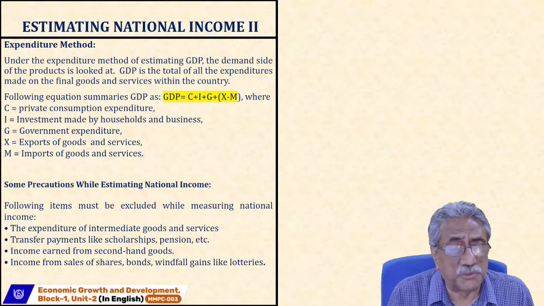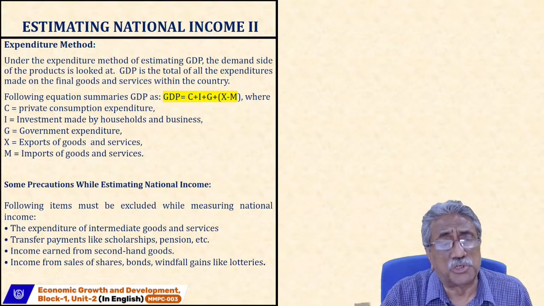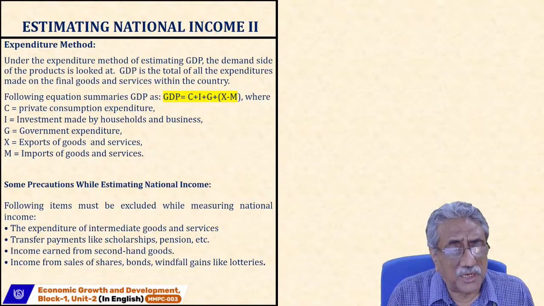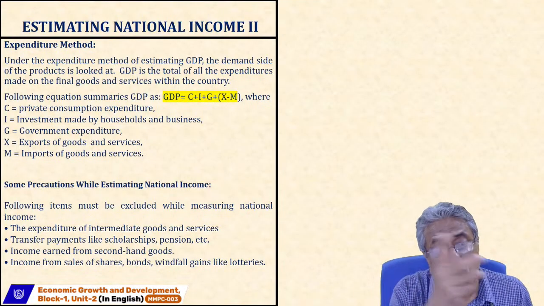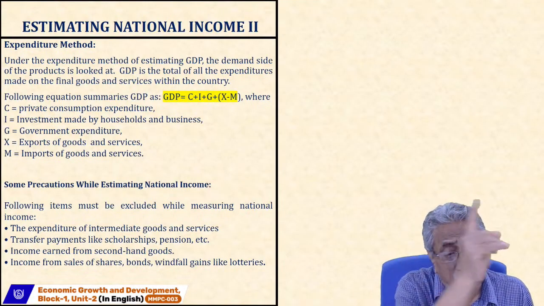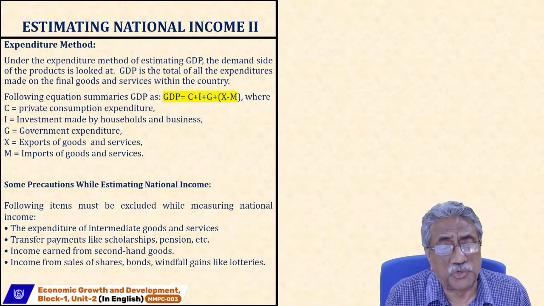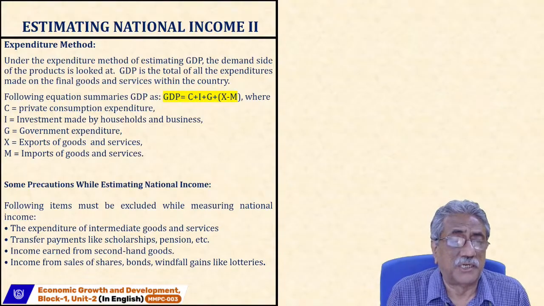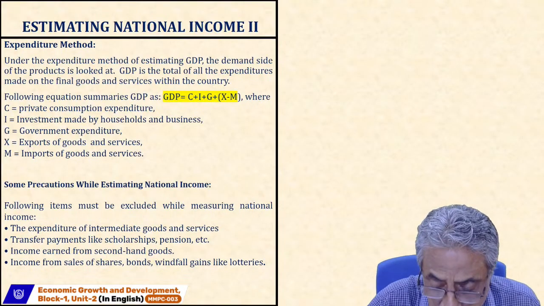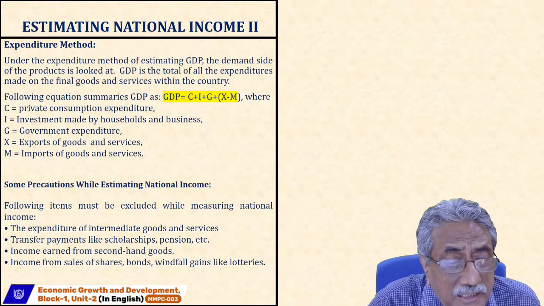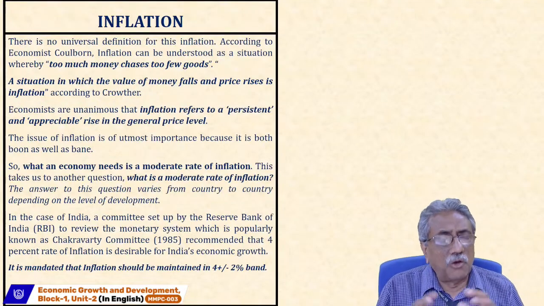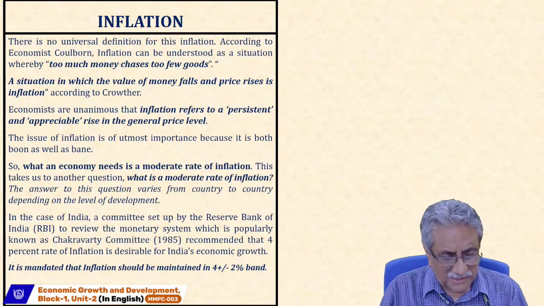Transfer payments like scholarship and pension are not counted, because this is your earning which you give as scholarship. Income earned from second-hand goods is not counted, because this has already been taken into account when it was first produced. And income from sale of shares, bonds, and windfall gains like lotteries and other things are not taken into account. Capital gain is taken.